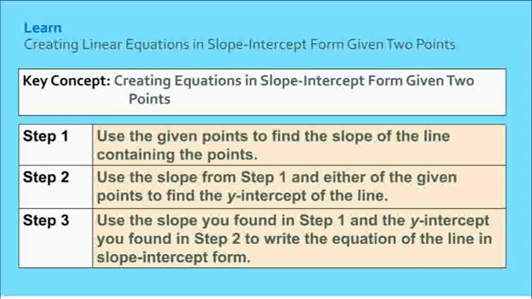Next part of our lesson is creating a linear equation in slope-intercept form when you're given 2 points. Here we're going to have to use the slope formula to find the slope. Step 1 says use the given points to find the slope of the line containing the points. So you're going to use y2 minus y1 divided by x2 minus x1. Then it says use the slope from step 1 and either of the given points to find the y-intercept of the line. And then use the slope you found in step 1 and the y-intercept you found in step 2 to write the equation in slope-intercept form.